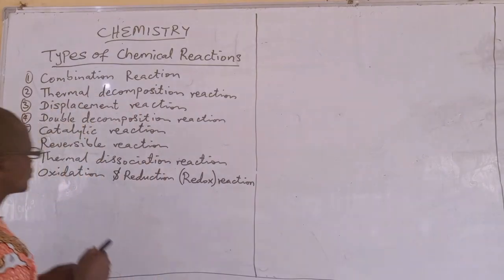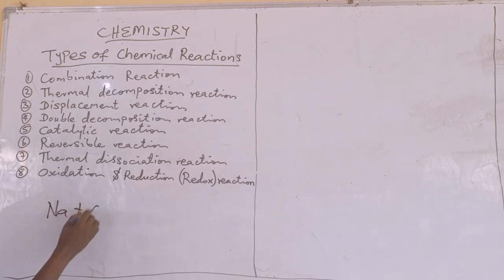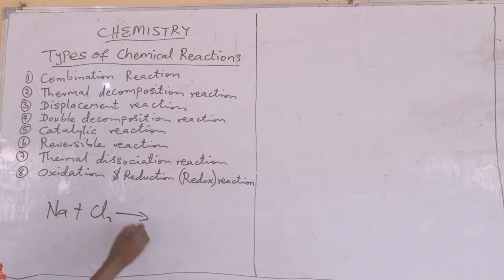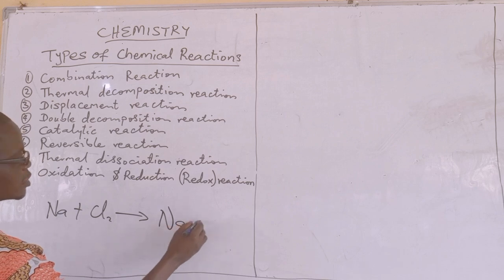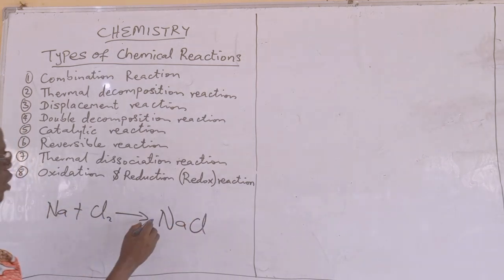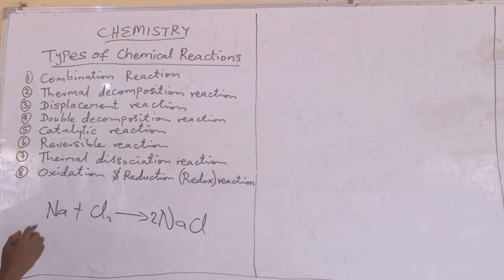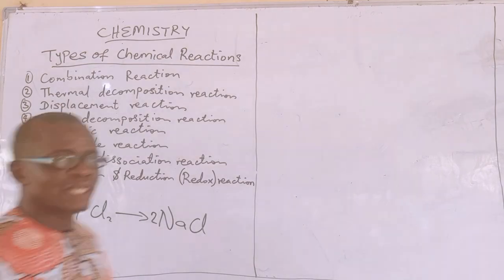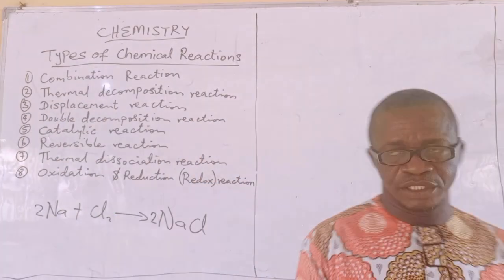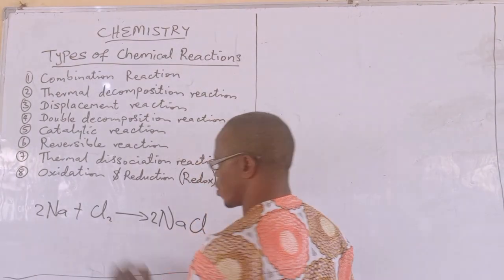For example, if I say Na plus Cl2 to give me NaCl, then you balance the equation, because very soon we will go to that. You may not know why I am putting the 2 there and why I'm putting these 2 here. When we get to balancing, you will understand that. But for now, this is one, this is another one.